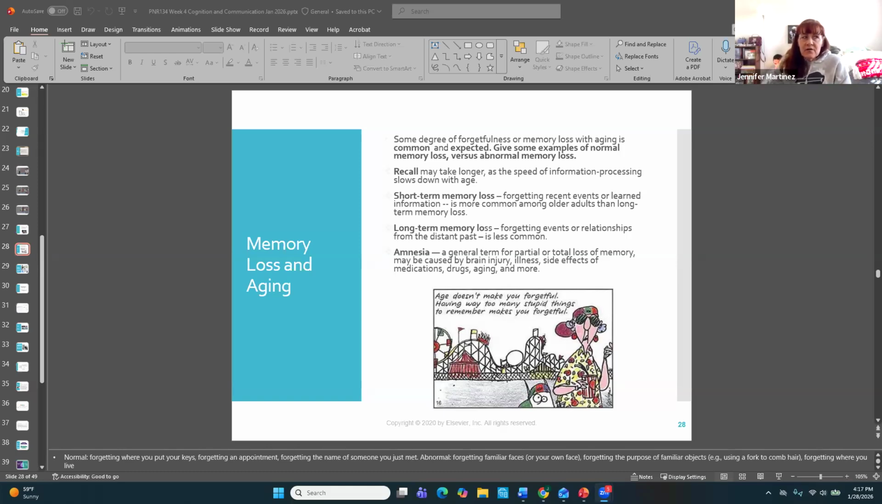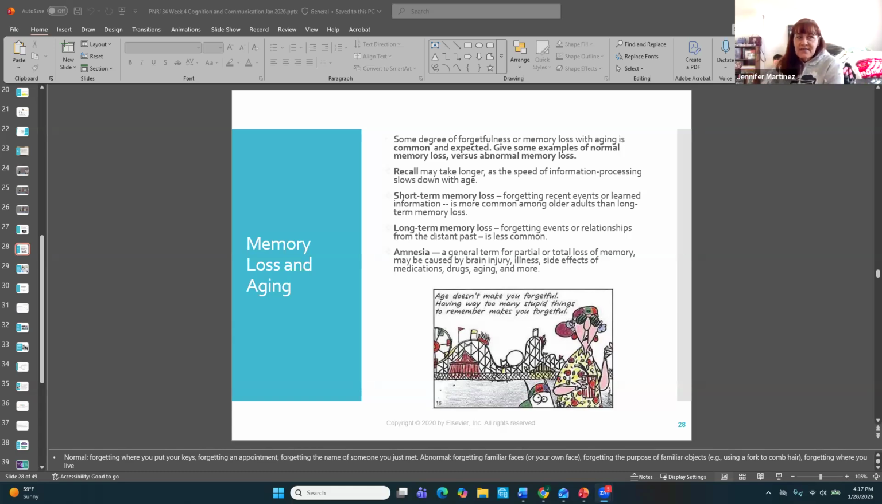Short-term memory loss, or I'm sorry, recall, may take longer as the speed of information processing slows down with age. This is why we talked about silence earlier, right? When working with older adults, when we ask a question, sometimes we need to give them a little bit of time to process the information before they answer. So, that silence sometimes is there.